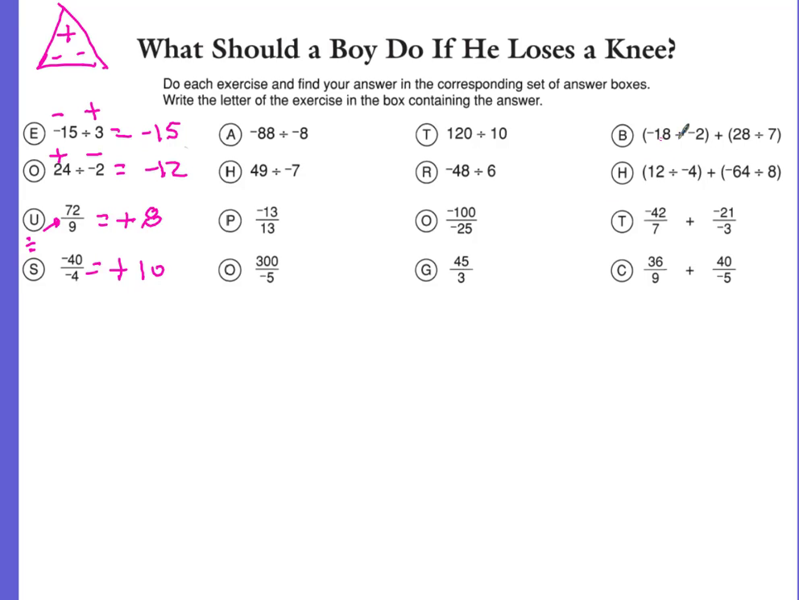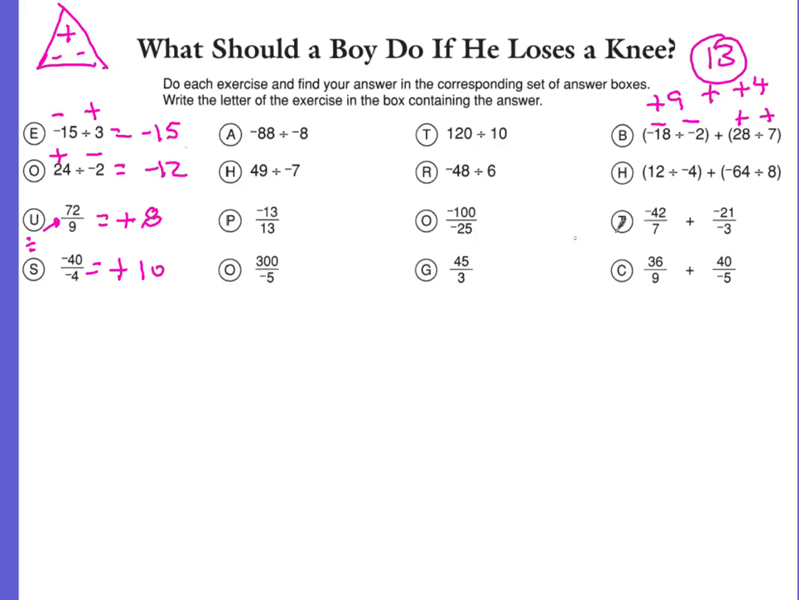Look at B. All right, B is bringing in a little bit of the order of operations. If you'll recall, we need to do the parentheses first. So we have a negative divided by a negative. Same signs, it's going to give us a positive answer. 18 divided by 2 is 9. Here we have a positive divided by a positive, which will give us a positive answer. 28 divided by 7 is 4, and they want us to add them together. So 9 plus 4 is 13.